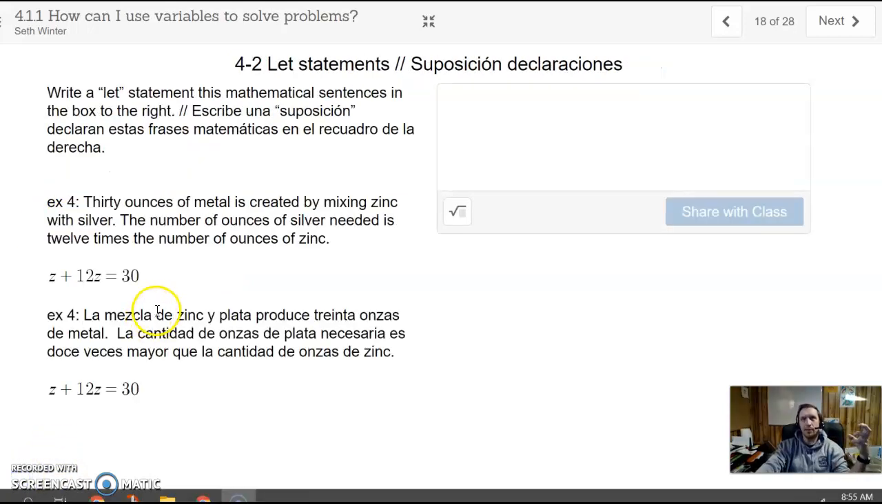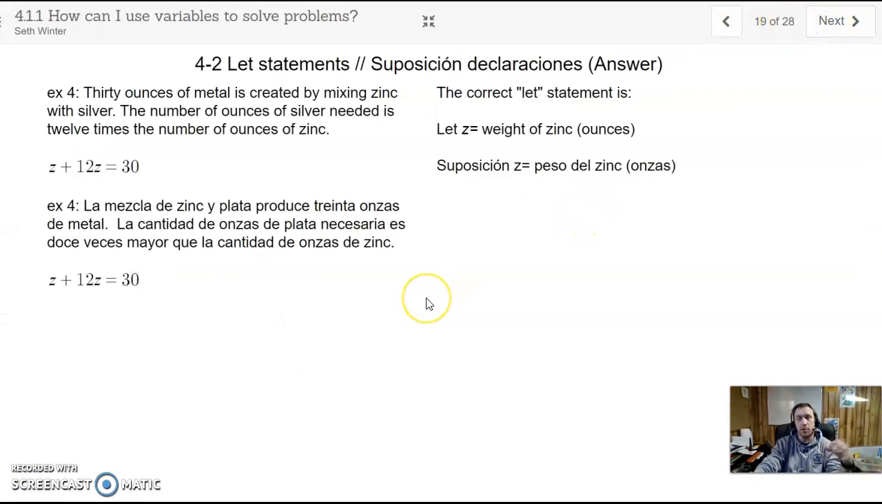Finally, we had the problem that talks about zinc and silver. Well, we know that we could have 12 times the number of silver than we do zinc. And so we can say let Z equal the number of zinc, and then we have 12 times Z gives us our silver. All right, now, if that makes complete sense to you, how to make those let statements stand for something unknown, excellent. If it doesn't make sense to you, we're going to keep looking at some new ways of walking through variables.